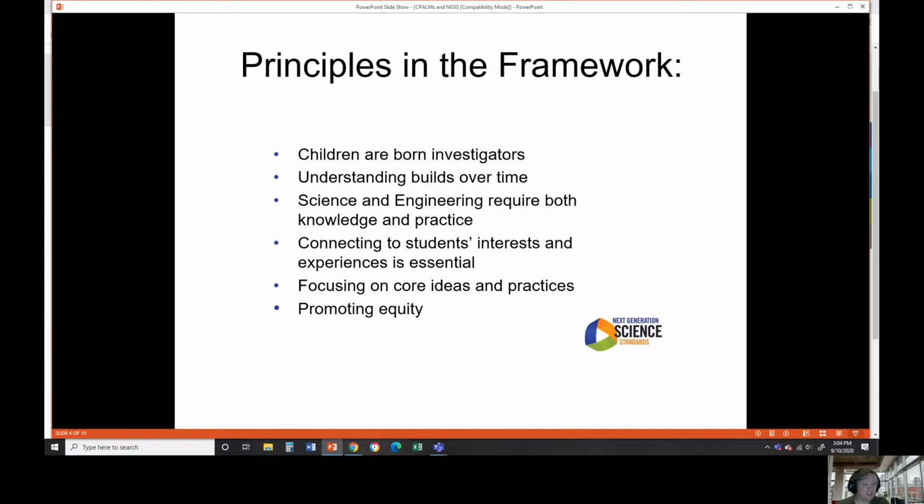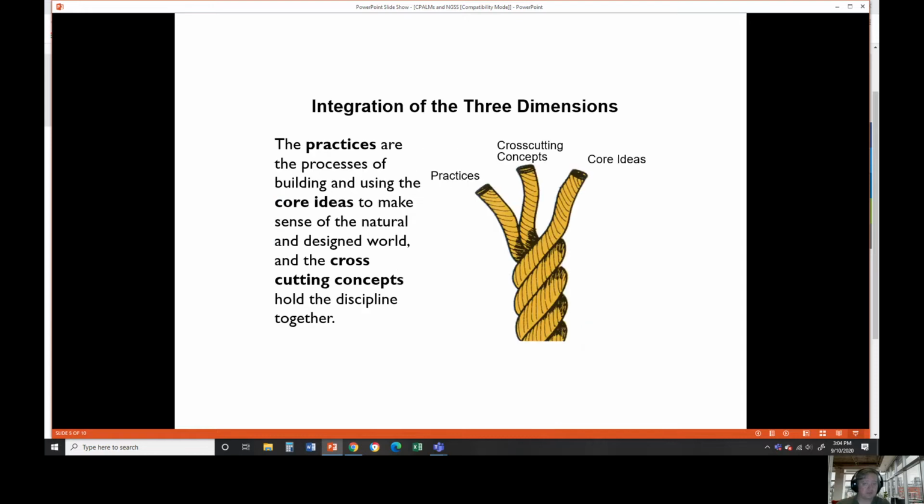Science and engineering, it's not just the knowledge, but it's also the practice. It's how do you do it? And one thing that is critical is the students' interests and experiences. You have to connect them to the standards. So what the NGSS does, it focuses on these major core ideas and these practices, which we're going to show you some examples of. And finally, and we're going to spend some more time talking about this later, is promoting equity within the classroom.